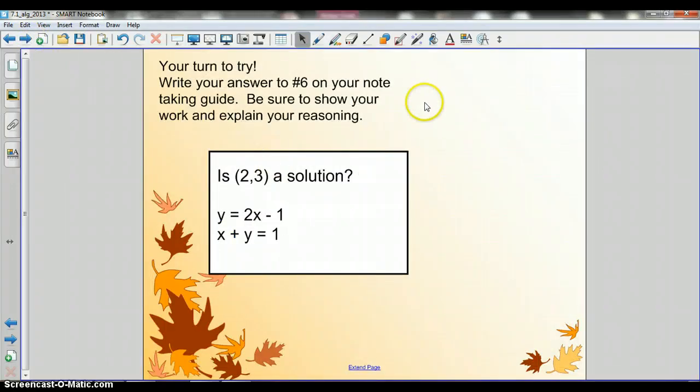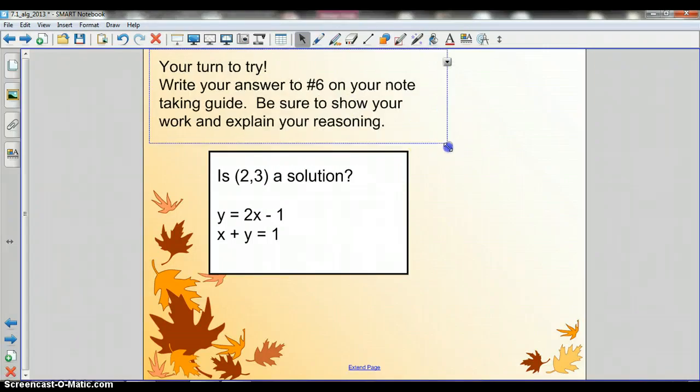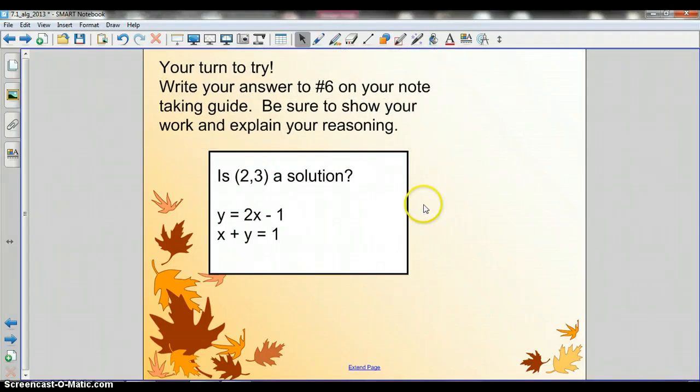Your turn to try. Pause the video right now and write down your answer to number 6 on your note-taking guide. Be sure to show your work or explain your reasoning. Please hit pause on the video right now.